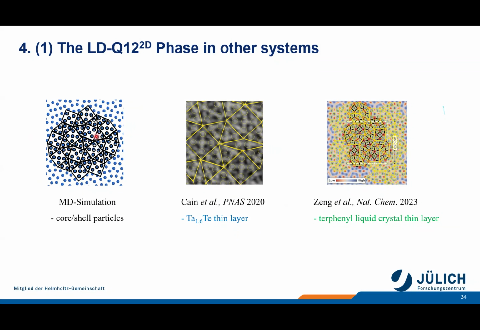So we start always with the reference, our MD simulation, with this really super simple interaction potential, giving you, in this case, this low density Q12 two-dimensional phase. And this is a publication on a tantalum tellurium thin layer. And this is the quasicrystal which they observe. And remember, this tiling was special because the vertices were not covered with particles. And so what you see here is exactly the same Stampfli tiling. And you see exactly those tiles here.